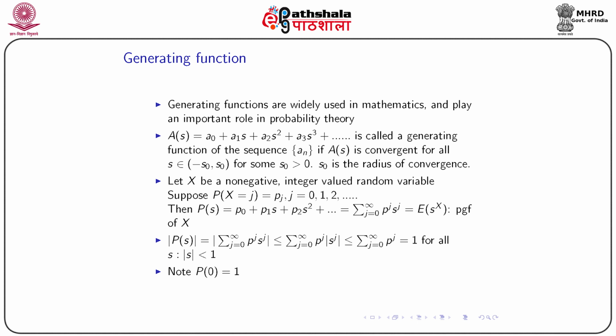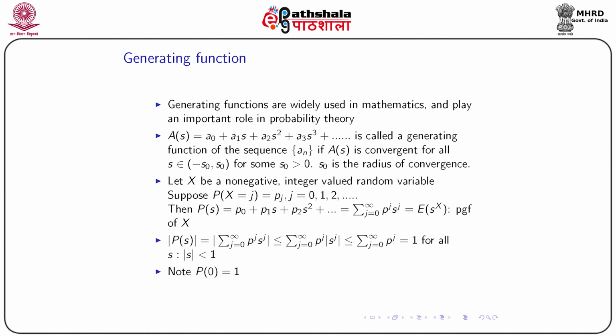Now if you see the form of this P(s), it is the sum over j from 0 to infinity of p_j s to the power j. So this is nothing but the expected value of s to the power X. Now p_j is the probability that X equals j. So this is a generating function for the sequence p0, p1, p2, p3 and so on, under the condition that this series must be convergent.